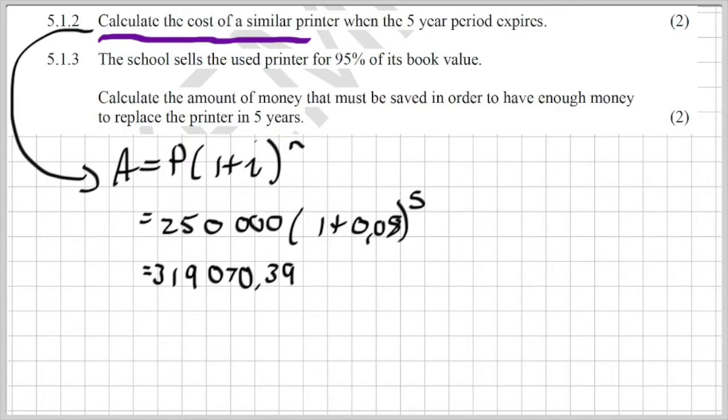Please understand what this means. To replace the printer in 5 years, it's going to cost you 319,000 Rand for the same printer.